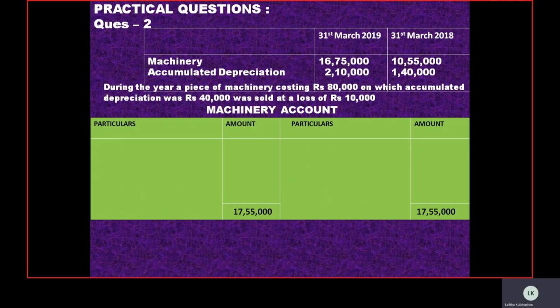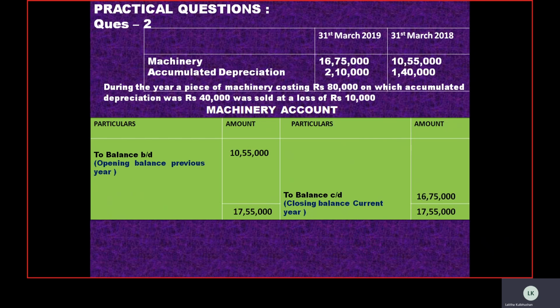Machinery being an asset, all the assets show a debit balance. Hence on the debit side it has to be shown as balance brought down. The value we are supposed to take here is the previous year's value, 10,55,000. And on the opposite side we will be writing balance carried down, that is 16,75,000.